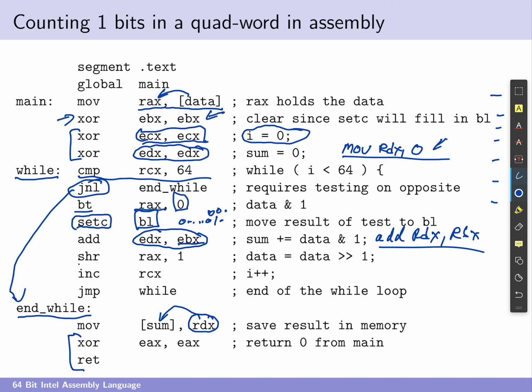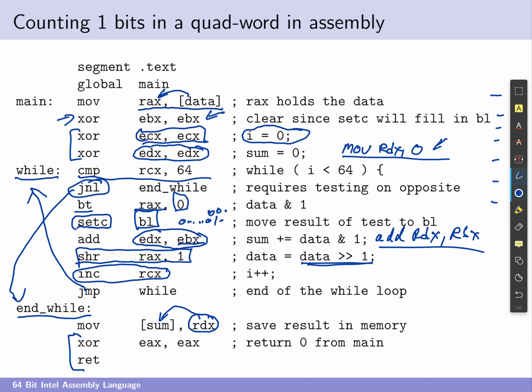Then I'm going to perform a right shift of RAX. So basically I'm just performing this operation here, and this is so that I can do another bit test on the lower order bit. Once I've done that, I'm going to increment my count and jump back up to the start of my while loop. And then I just repeat this process again and again.